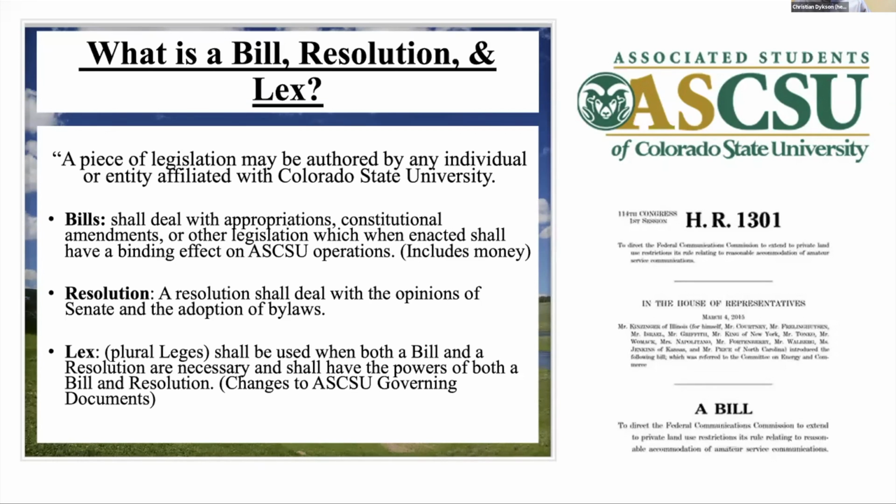A bill takes specific action and/or passes funding, right? So it deals with appropriations, with constitutional amendments or other legislation which can be enacted, and it has a binding effect on ASCSU operations. Often it includes money, right? So a good example is Senator Hill is trying to pass his bill to spend $15,000 on bike cameras. That is a bill because it includes money.